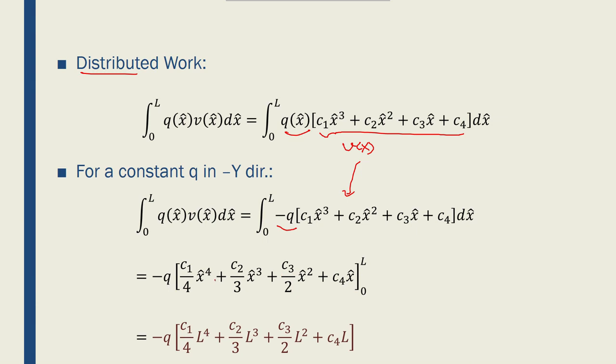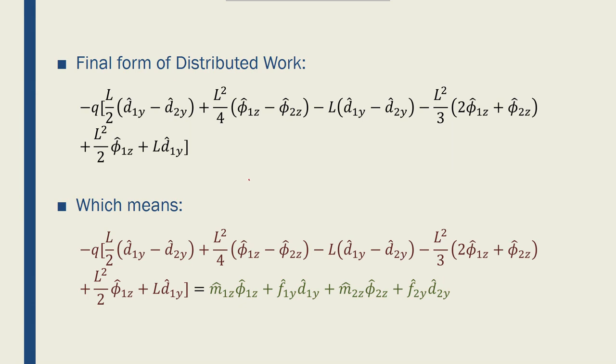If I put 0 in x, it will all become 0. So I only need to put the L there, and I'll end up with minus q times c1 over 4 L to the 4 plus c2 over 3 L cubed plus c3 over 2 L squared plus c4 L. Now if I put those c1, c2, c3, and c4s in that equation, I will end up with this format of the distributed work, which looks overwhelming. But what that means is that this distributed work, which I've shown with brown in here, should be equal to the green discrete work. So this is the discrete work.